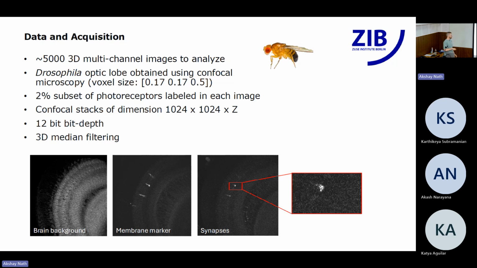Then we have another channel, which is the membrane marker. This one tells us about the morphology of the neuron. By membrane, I mean the membrane of the neuron, of the photoreceptor. This is just one slice of the data, and we can see some of the neurons here. Then we have another channel with synapses, where we label the synapses. At first glance, this seems very similar, but if you take a closer look, you can see that it's granular, and each one of those granules represents a synapse.